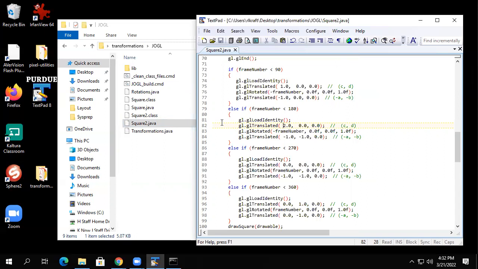Before anything gets drawn, all these vertices are multiplied by a matrix to move them over here. Then they're multiplied by another matrix to rotate them. Then they're multiplied by another matrix to move them over here. Then you draw them over here. So you only draw them when they've ended up over here.